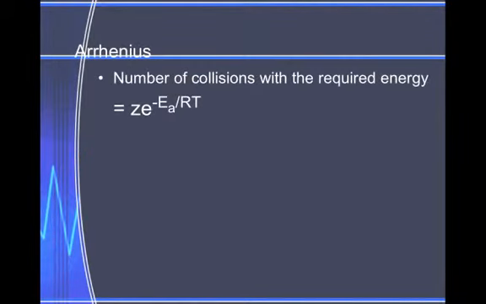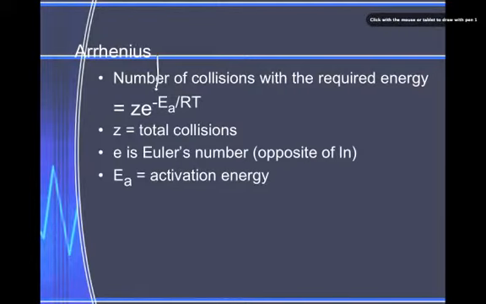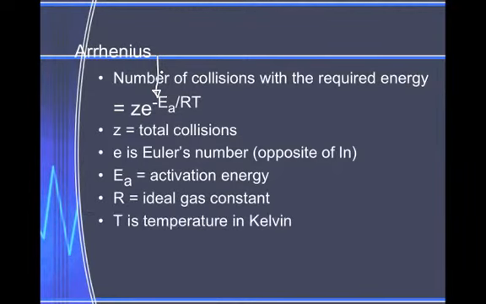The number of collisions that have the required energy can be described by this relationship that we just saw. Z refers to the number of total collisions, which will increase when temperature increases. e is that opposite of natural log, right, Euler's number. Then E sub A is the activation energy, and notice the sign in here. This is minus E sub A. R is your ideal gas constant, and T is temperature in Kelvin. Which ideal gas constant do you suppose would be most appropriate to use when we're dealing with energy? Right, the one with joules in it.